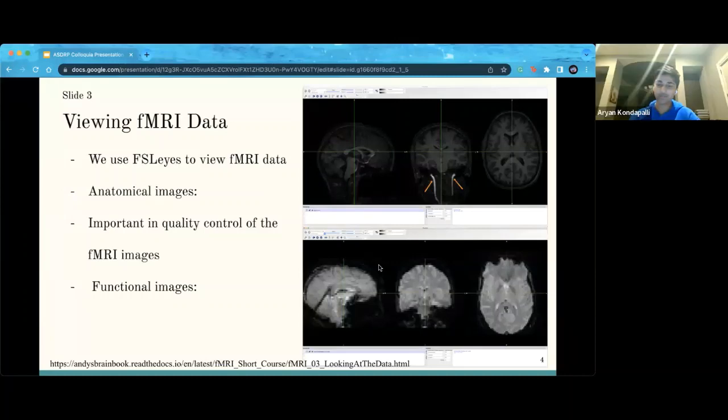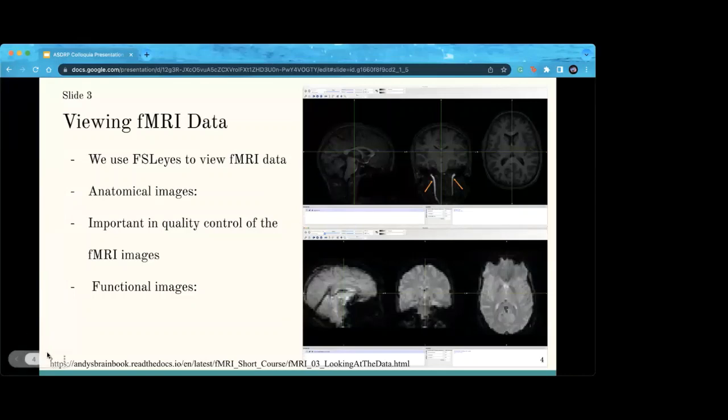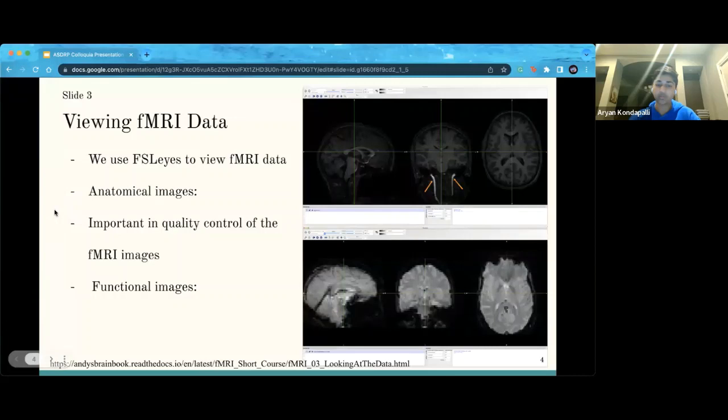fMRI tracks the level of oxygen in different parts of the brain, which is shown on the functional image through color and through multiple processing steps. We can also view clear images that show the brain regions that are active.